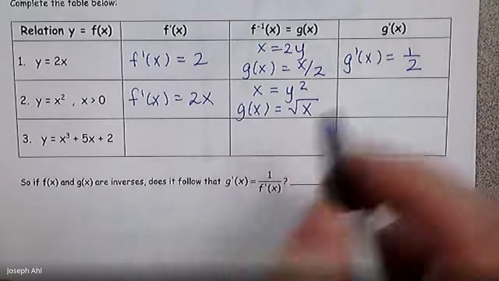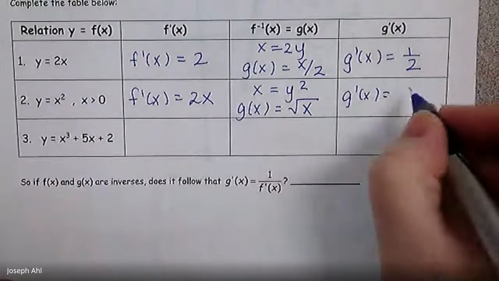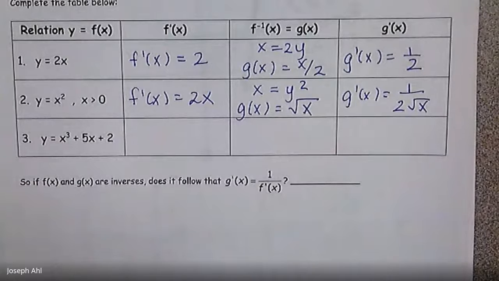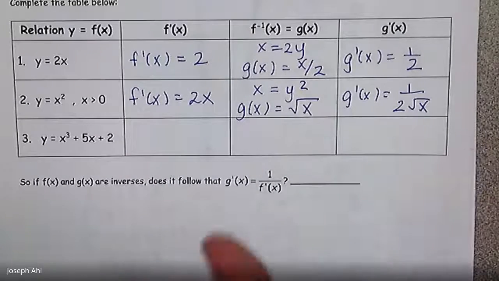And if I find the derivative of g of x, g prime of x, using the power rule, this is one that I think we found the derivative of radical x so often, I'm hoping you can jump pretty quickly to that derivative there. But if not, use the power rule and get 1 over 2 radical x. Okay. So we want to start building a connection between the derivative of the original function, the derivative of the inverse, and see if there's any kind of connections there.